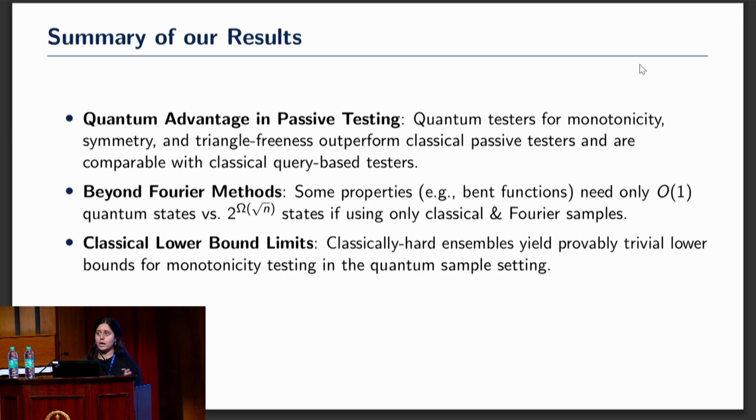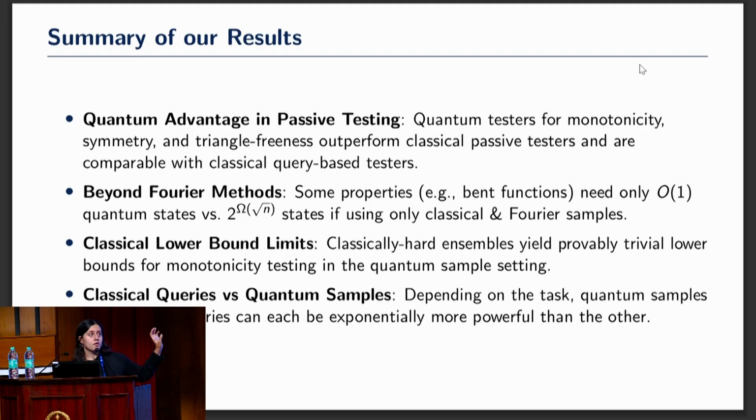But when you try to embed these ensembles into the quantum sample setting, we find that they yield provably trivial lower bounds. So you get no better than the lower bound, I guess, that something trivial would give you. I will also talk about this if there's time, but probably there will be.